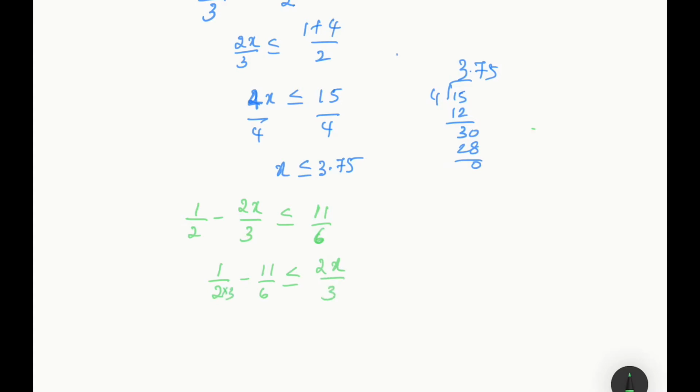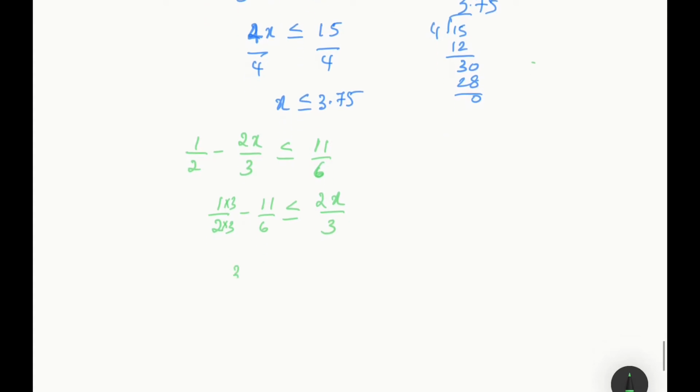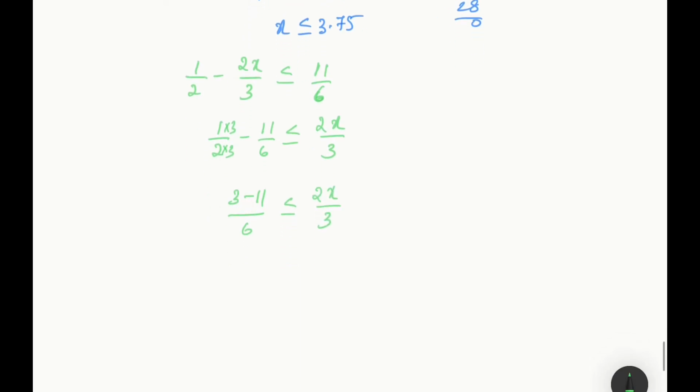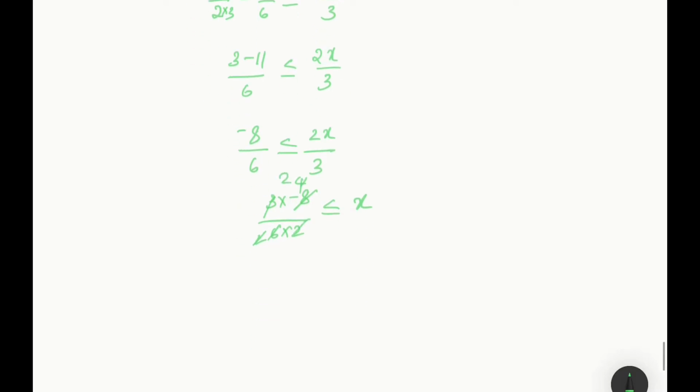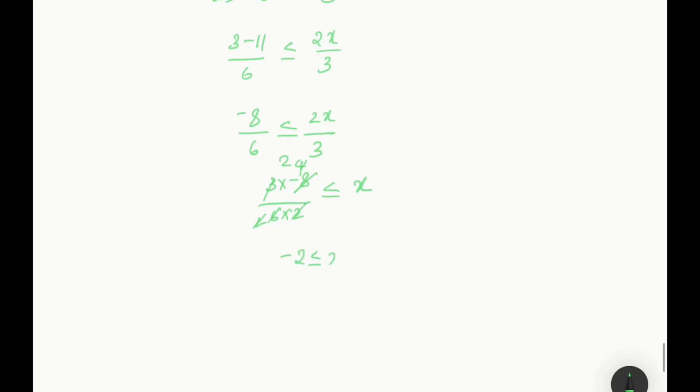So multiply both sides by 3. You will get 6. So you're getting 3 minus 11 by 6 less than or equal to 2x by 3. 3 minus 11 by 6 will be minus 8 by 6 less than or equal to 2x by 3. Multiplying 3 to this side and 2 here, what you get? 3 into minus 8 by 6 into 2 less than or equal to x. So 2s are, 4s are, 2s are. So you'll get minus 2 less than or equal to x.